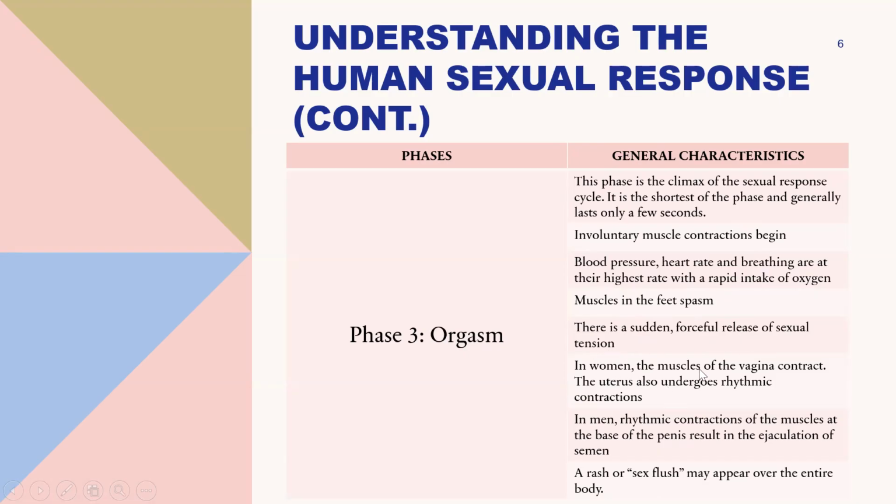And in women, the muscles of the vagina contract. The uterus also undergoes rhythmic contractions. However, in men, the rhythmic contractions of the muscles at the base of the penis result in the ejaculation of semen, and a rush or sex flush may appear over the entire body.